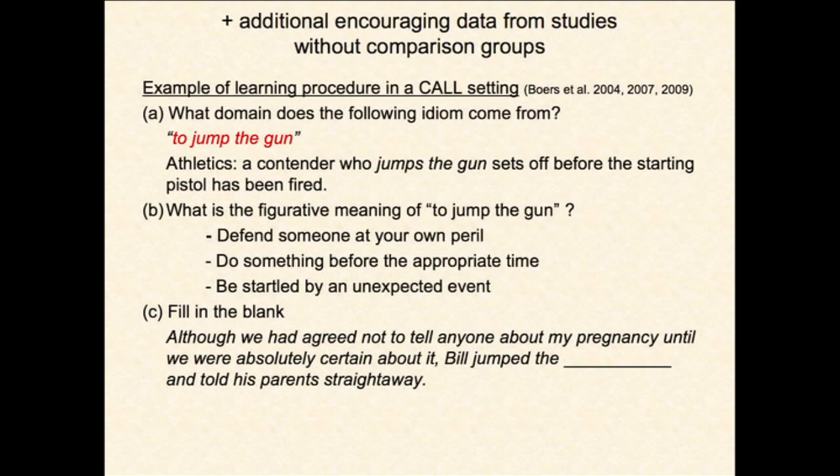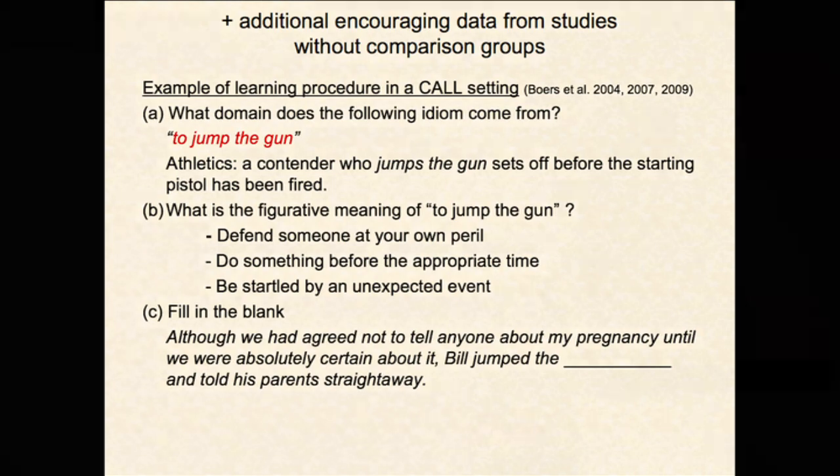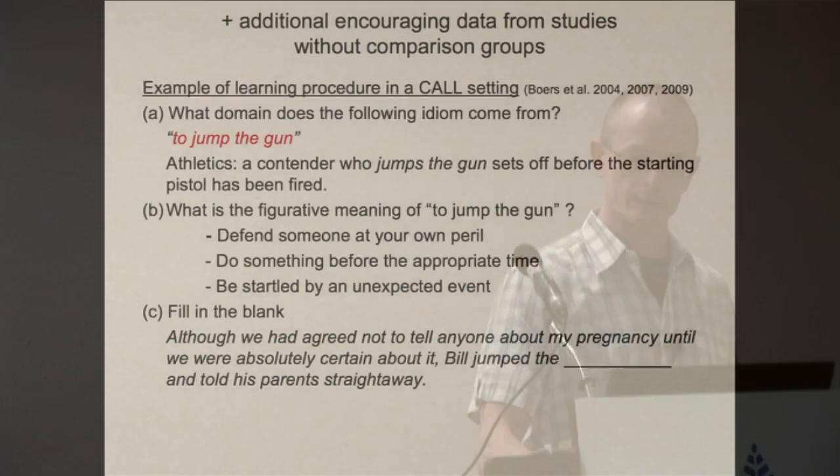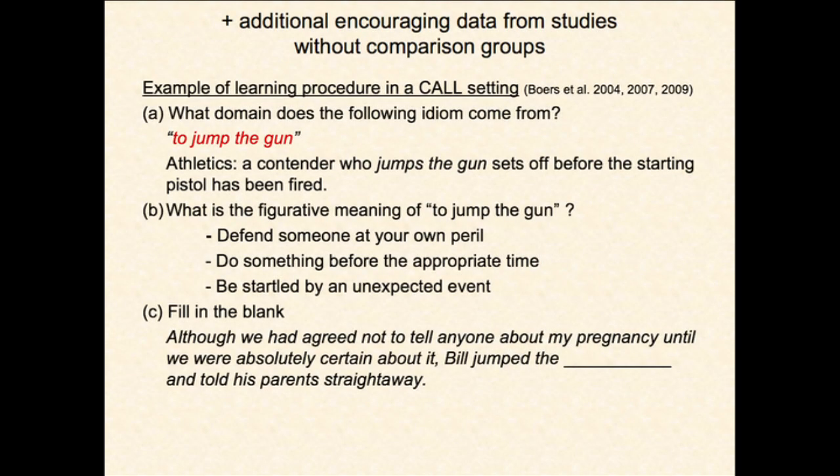The next stage is students get a question. So now that you know where it comes from, what do you think the meaning is? Multiple choice. If you know what the origin is, then this is very easy, right? They can't get it wrong. So it is, of course, to do something before the appropriate time. Okay? And suddenly the idiom makes sense to them, and they feel so good about themselves. And then the next stage is some kind of consolidation, some kind of post-test, in which they get the context and they fill in the keyword. Okay.